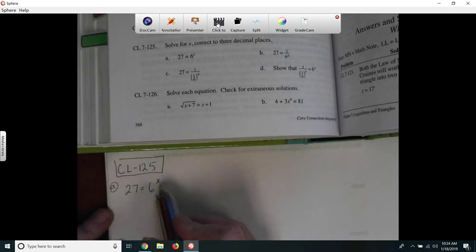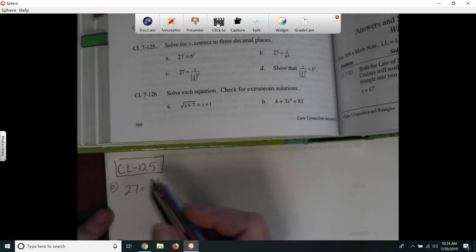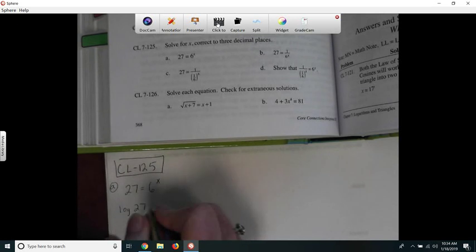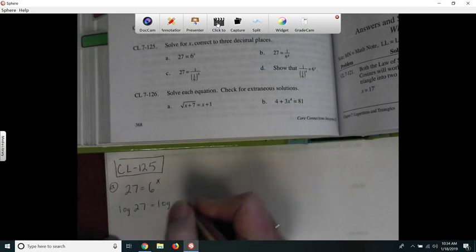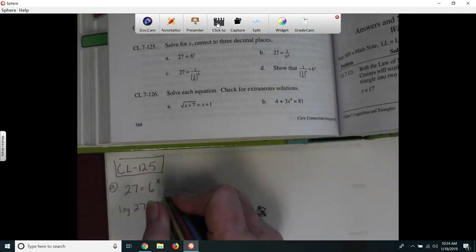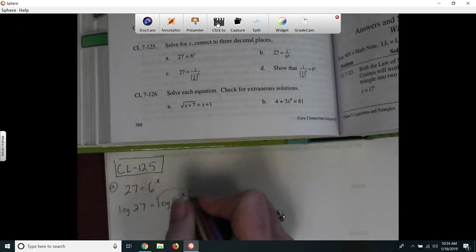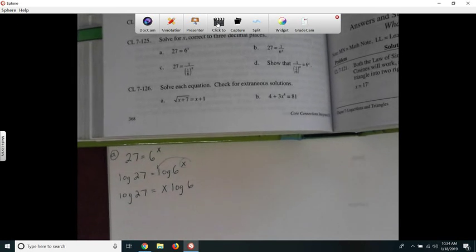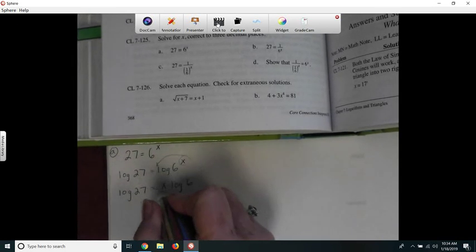We have to get the x down from the exponent, so I would log both sides, or you could ln both sides if you want. So I'm going to log both sides. Now there's one of your properties of logarithms that says that you can take the exponent and bring it down out front to multiply. So I'll rewrite it: x times log of 6. And then I'm trying to get x by itself, so I'm going to divide both sides by log of 6.